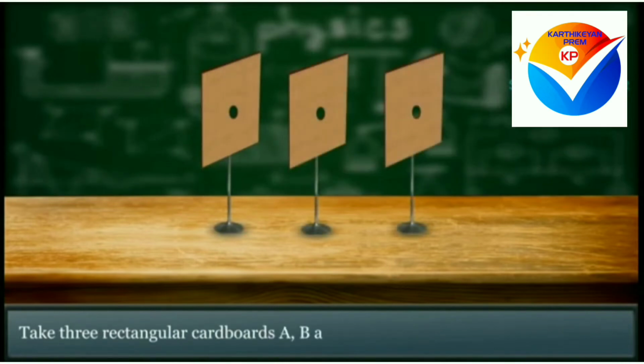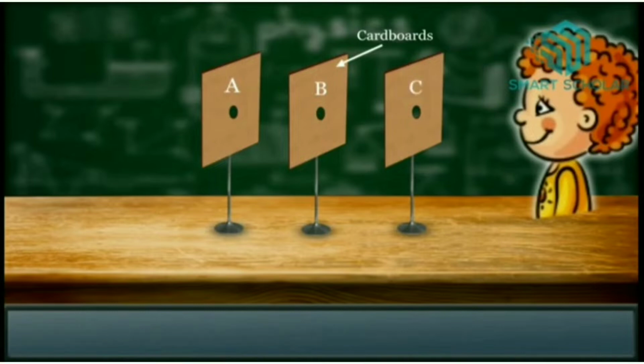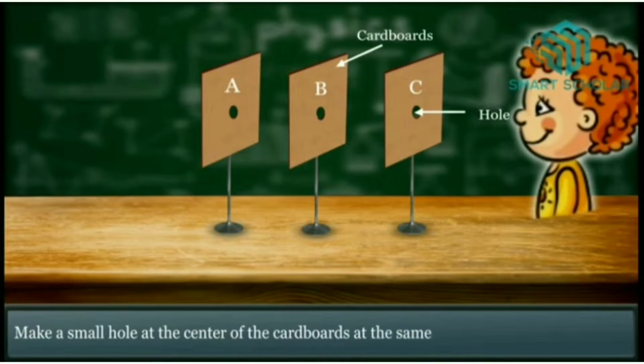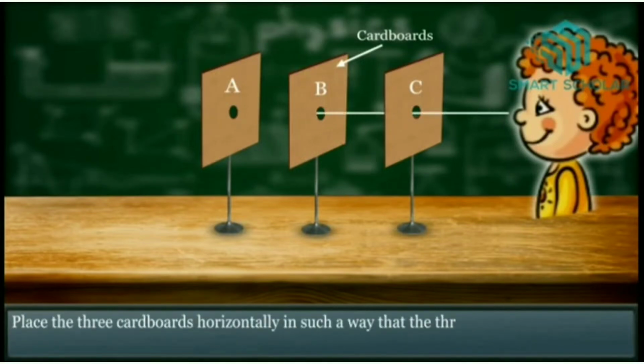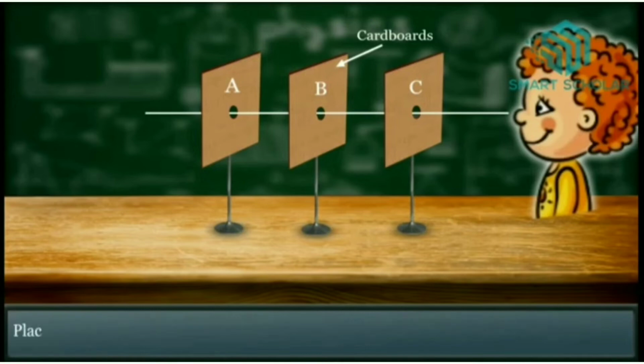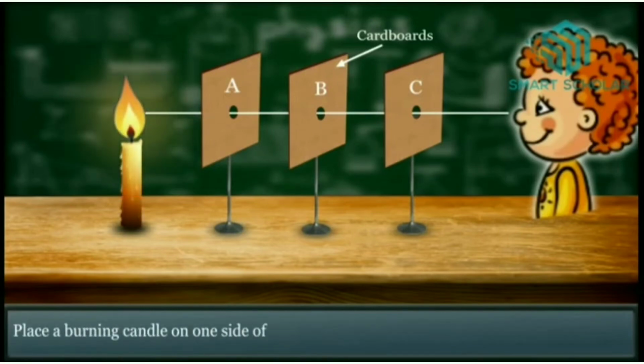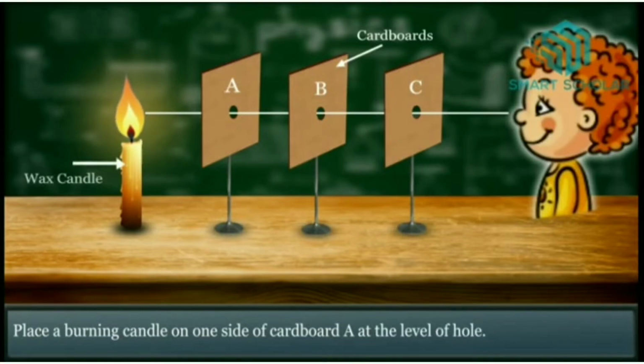Take 3 rectangular cardboards A, B and C. Make a small hole at the center of the cardboards at the same horizontal level. Place the 3 cardboards horizontally in such a way that the 3 pinholes are in a straight line. Place a burning candle on one side of cardboard A at the level of the hole.